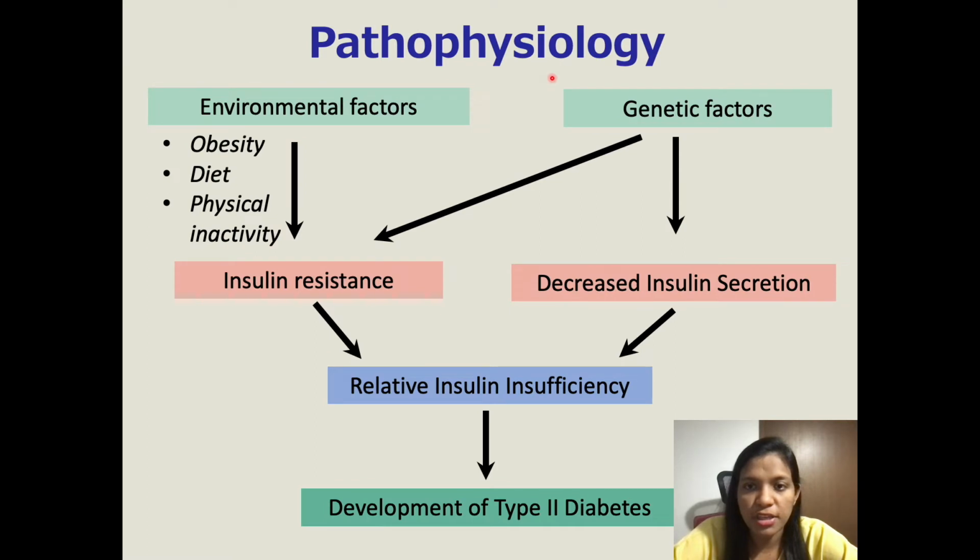This is the pathophysiology of diabetes mellitus. Diabetes mellitus happens due to two reasons, that is insulin resistance and decreased insulin secretion. Due to these two reasons, there will be relative insulin insufficiency, which ultimately causes development of type 2 diabetes. There are environmental factors which cause insulin resistance like obesity, diet, and physical inactivity. And the genetic factors cause both insulin resistance and decreased insulin secretion.